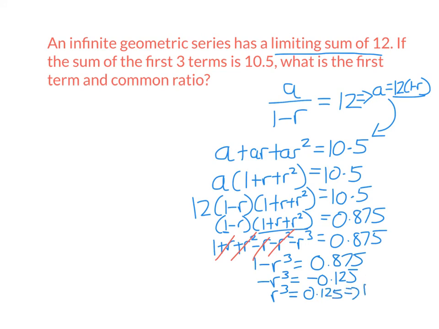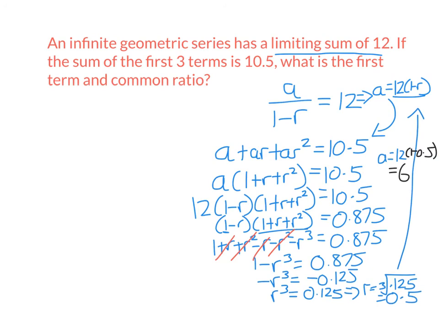Of course, when you take the cubed root, there is only one solution. So the cubed root of 0.125 is actually 0.5. So I've actually found here that r is equal to 0.5. So substituting that in my equation here, a is equal to 12 multiplied by 1 minus r, which gives me 6. So I'm done. This is actually the sequence 6, 3, 1.5.